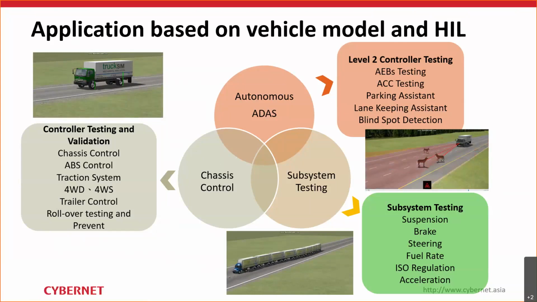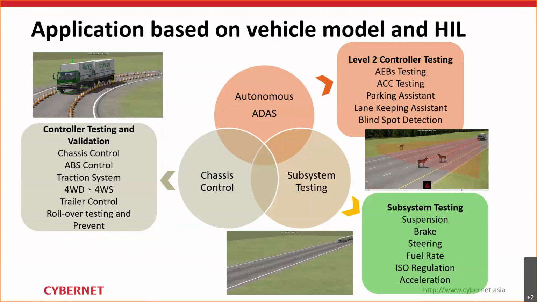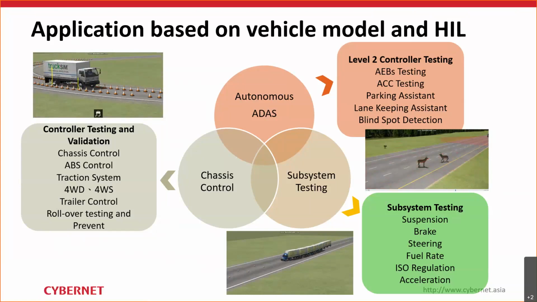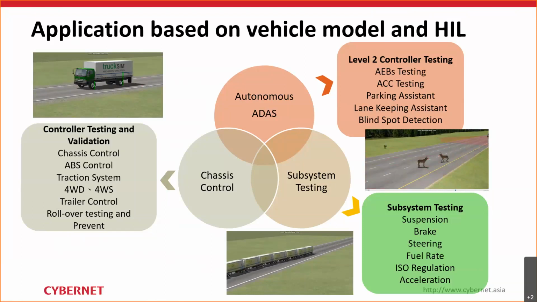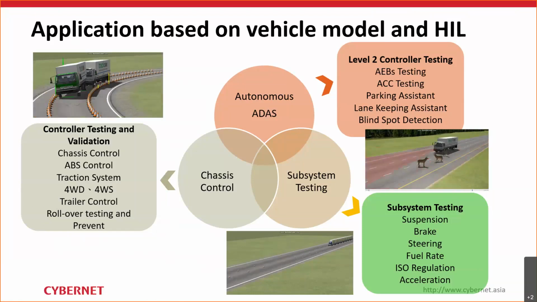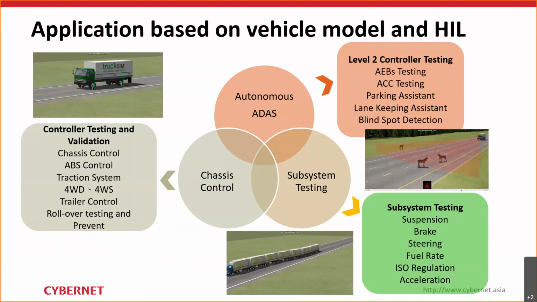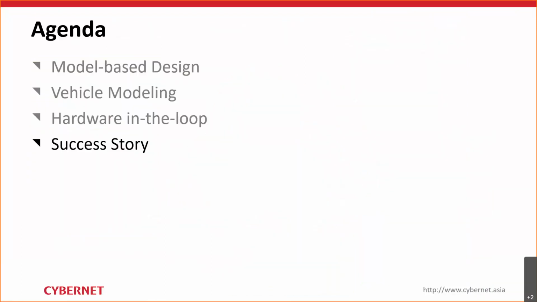We can also use simulation tool to do subsystem testing. Sometimes we will want to evaluate different subcomponents on the same car. For example, which brake system is suitable for my target? We can build different brake systems in CarSim and test with the same car. Now, we can say that we have known about the model-based design, vehicle modeling, and hardware in the loop. In the next slides, I will show some success stories with you.